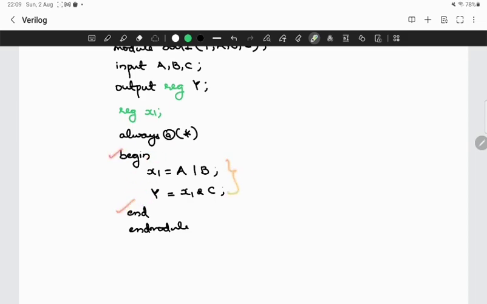And in the previous code we wrote it using if and if else statements. Instead of that, you can directly use the Boolean expression we wrote for the data flow modeling. There is no need to use assign, which comes in data flow modeling. So x1 equals A or B, y equals x1 ampersand C. There is no need to write the assign keyword, just like in data flow modeling, here for a behavioral modeling technique.